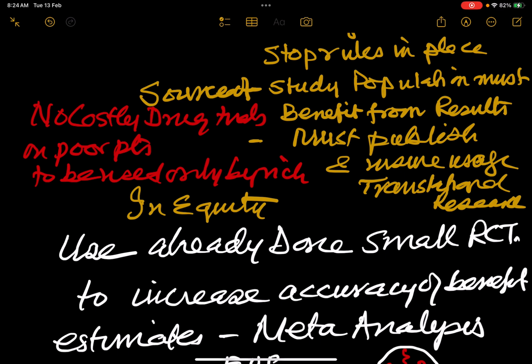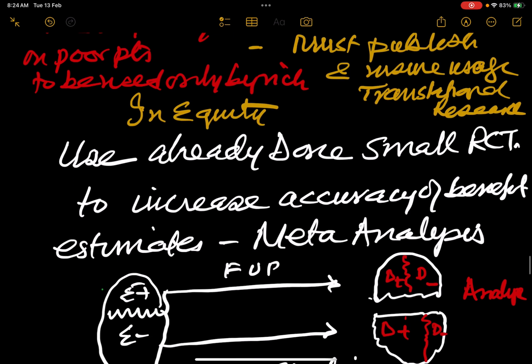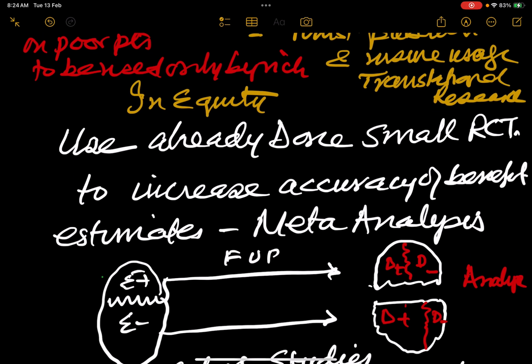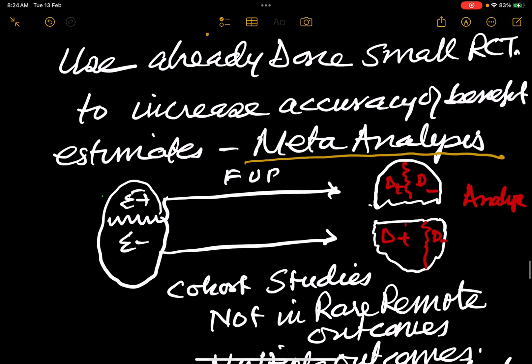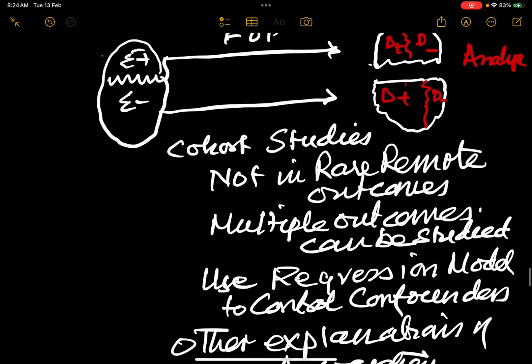So sometimes, the treatments are so costly, they are operative. So you can use small RCTs done at many places, and you can combine the results to get more accurate estimates of benefit. And this type of analyzing multiple randomized control trials, combining them if they are similar enough, is called meta-analysis.